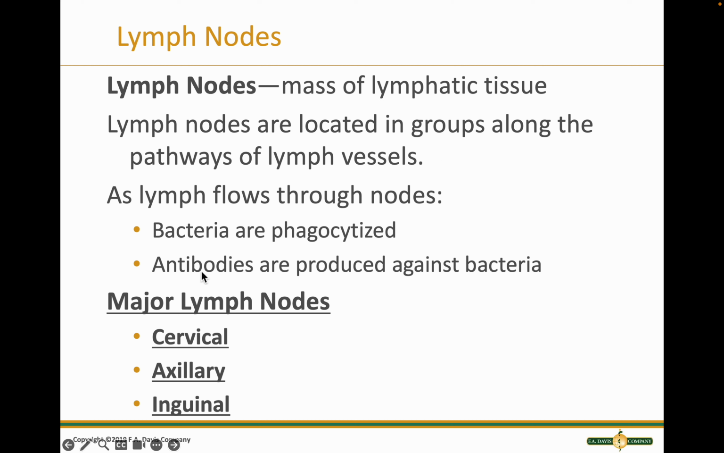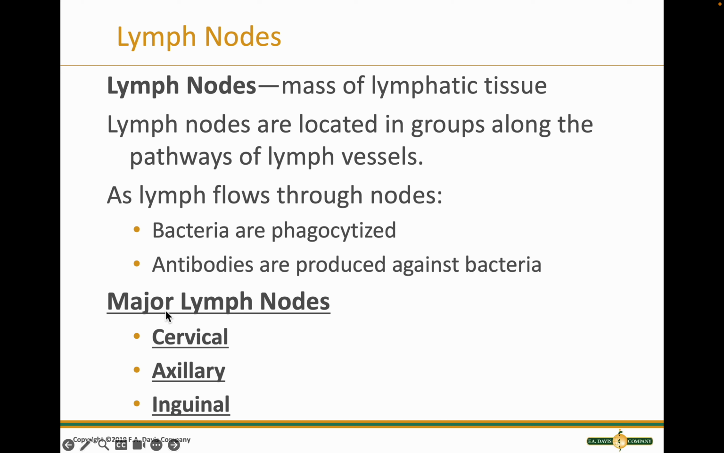Within the lymph, as it flows through the nodes, the bacteria can be phagocytized. Remember, that means to be eaten and destroyed. Remember I said that antibodies are produced against the bacteria, and the antibodies will attach to bacteria and make them tastier for whichever cell from our immune system is eating up the bacteria. It can be a macrophage, and it can be other cells as well.